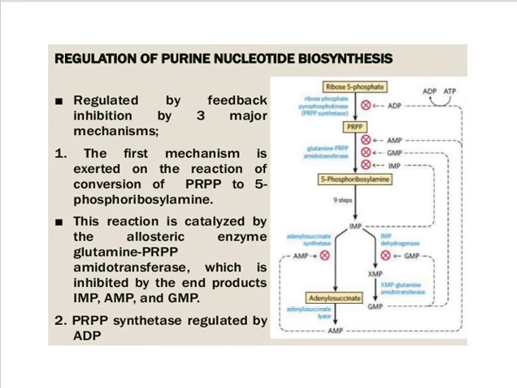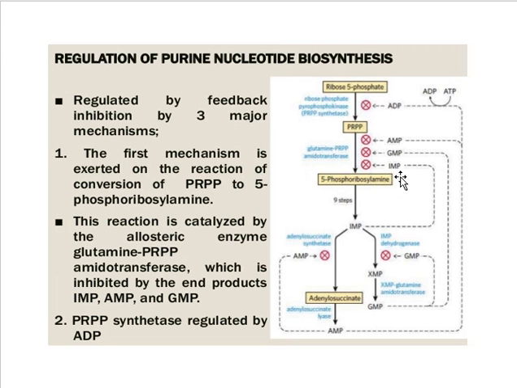Now we move to the regulation of the purine nucleotide biosynthesis. The biosynthesis of purine nucleotides is basically regulated at 3 steps. The most important one is the conversion of PRPP to phosphoribosylamine. This reaction is catalyzed by the enzyme PRPP glutamyl amidotransferase. This enzyme is inhibited by the nucleotides AMP, GMP and IMP.